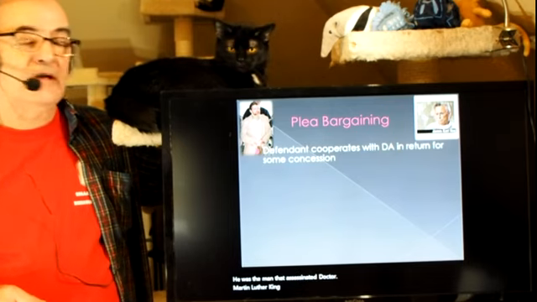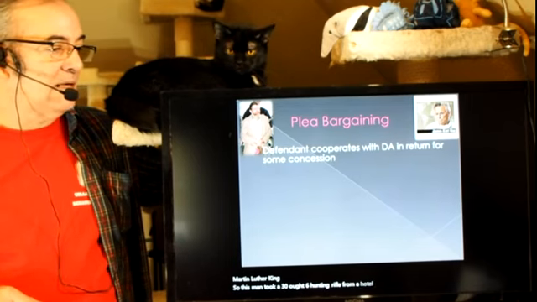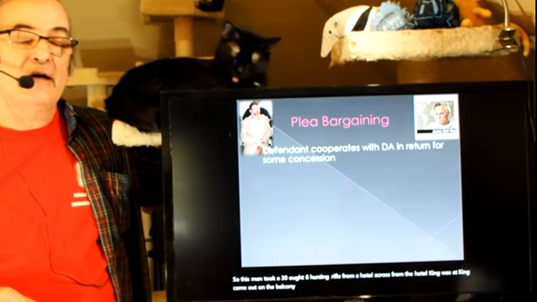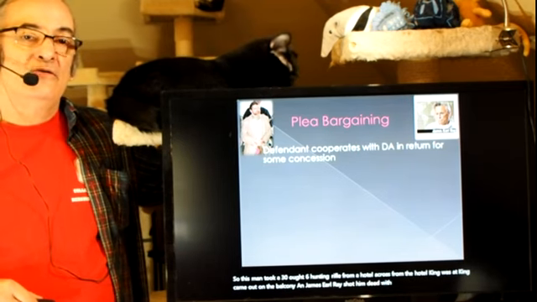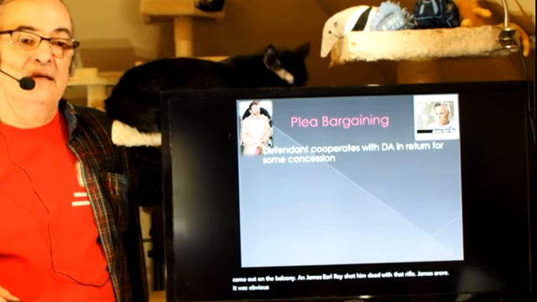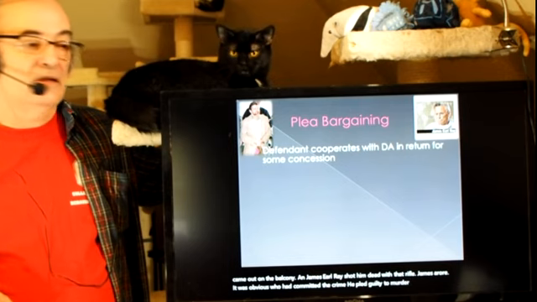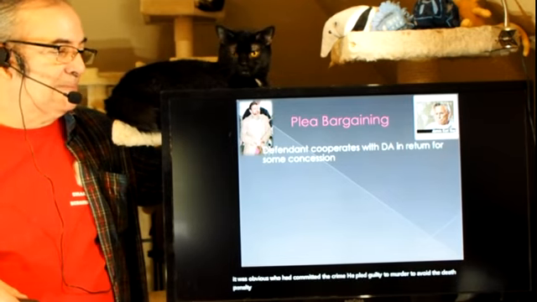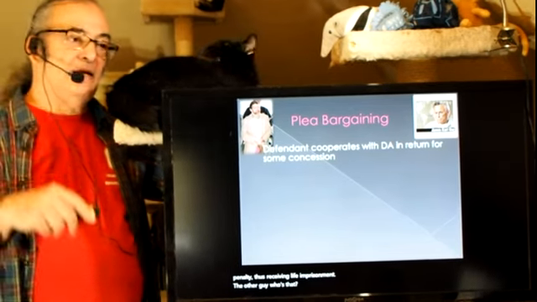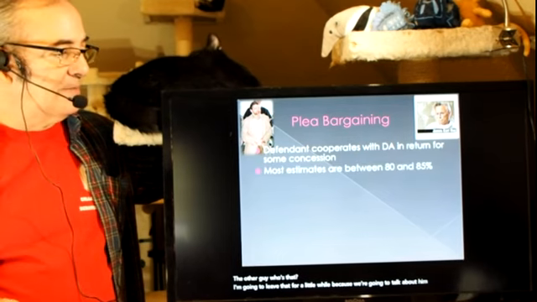So this man took a .30-06 hunting rifle from a hotel across from the hotel King was at. King came out on the balcony, and James Earl Ray shot him dead with that rifle. It was obvious who had committed the crime. He pled guilty to murder to avoid the death penalty, thus receiving life imprisonment. The other guy, who's that? I'm going to leave that for a little while because we're going to talk about him in a later lecture.